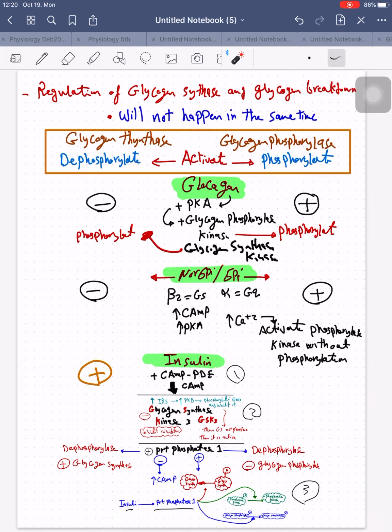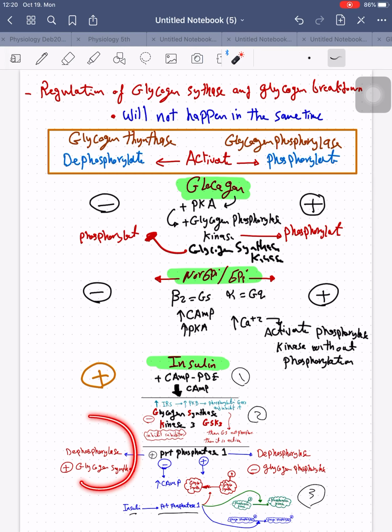Here is the step. So I activate glycogen synthetase, and I inhibit the glycogen phosphorylase by removing the phosphate from it and by inactivating the enzyme which is responsible for phosphorylating it. Here are the steps and levels. I could say it will be very hard if you didn't understand this here.